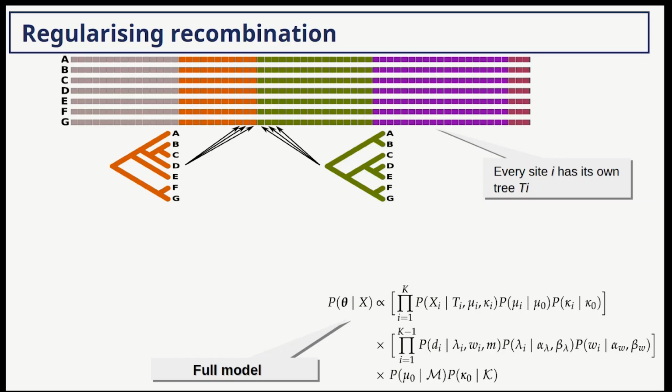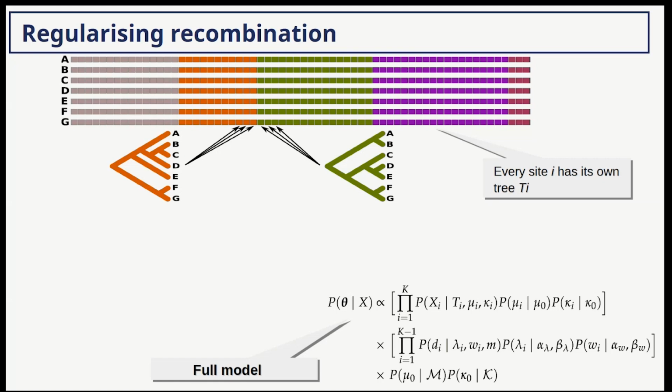And so the full model is going to look like something like this. The probability of my parameters, which are the trees and other parameters that I'm not interested in now, given my data, and my data is this multiple sequence alignment that looks like a feature matrix, is going to be proportional to the likelihood.